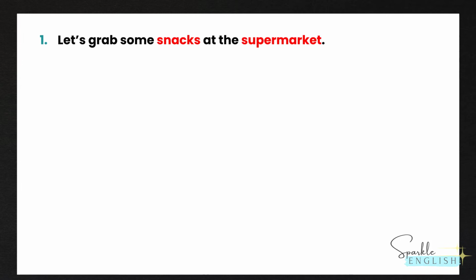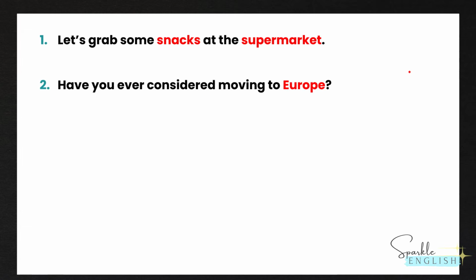Okay, so where are the nouns in the first sentence? We have 2 nouns. Let's grab some snacks at the supermarket. Number 2, have you ever considered moving to Europe? We only have 1 noun in this sentence, Europe. Number 3, I have a meeting in 20 minutes. Here we have 2 nouns, meeting and minutes.